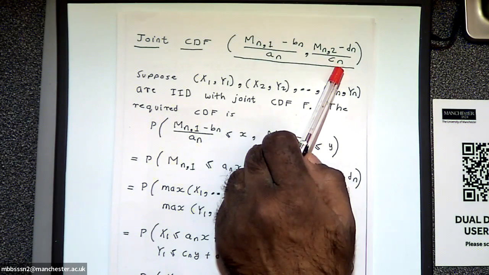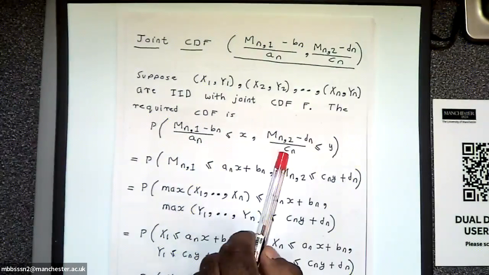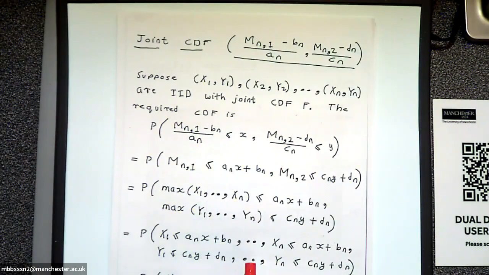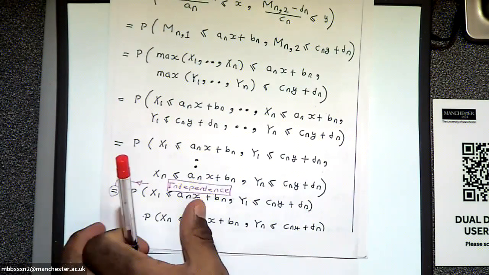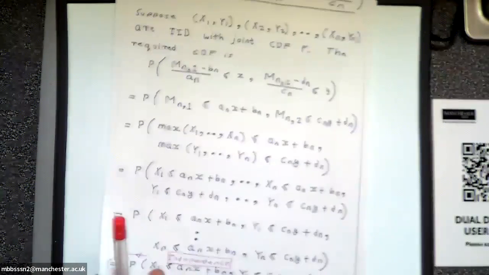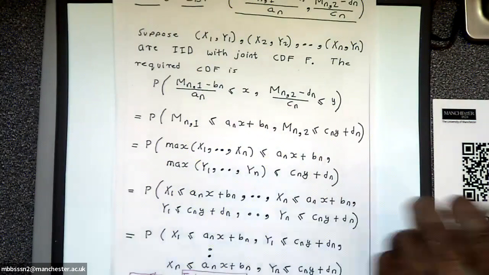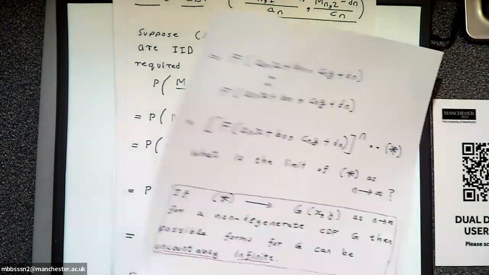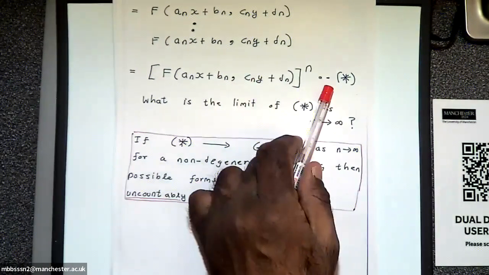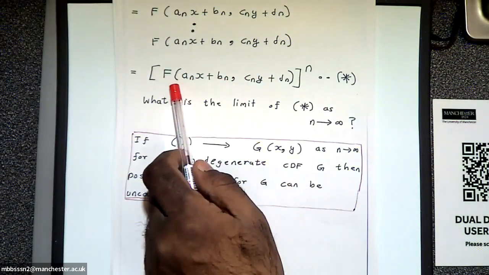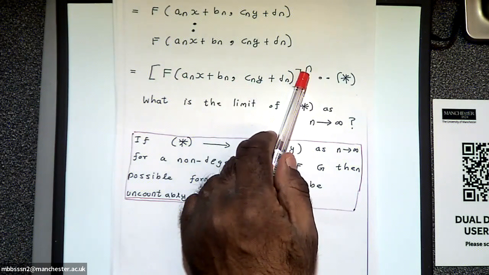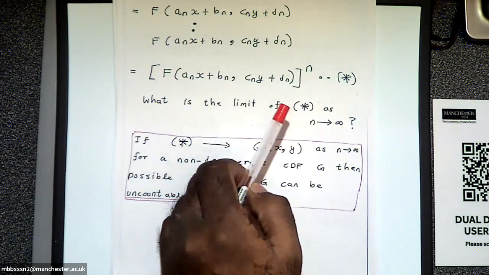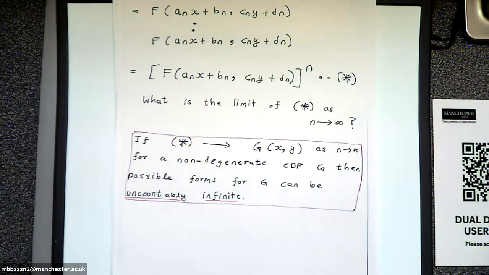So you're going to look at the joint distribution of the scaled version. And if you do the math, I'm sure you've gone through this, I hope so, you will get this joint probability to be equal to star, which is the joint CDF of X and Y at these 2 points raised to the power n. So the question is, what is the limit of star as n goes to infinity, right?